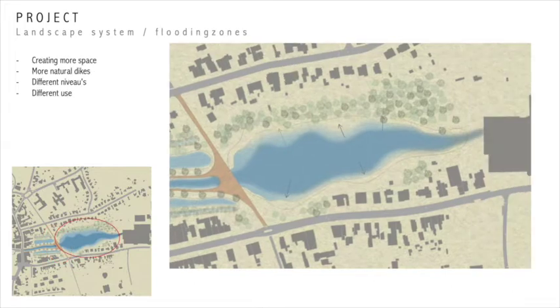Throughout the landscape, natural dikes are already present, and by expanding these, a flood zone is created at different levels. This will give the water more space and change the landscape depending on the water levels, which in turn will lead to a different use.